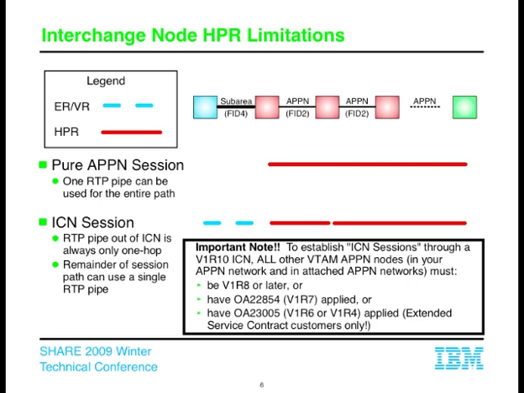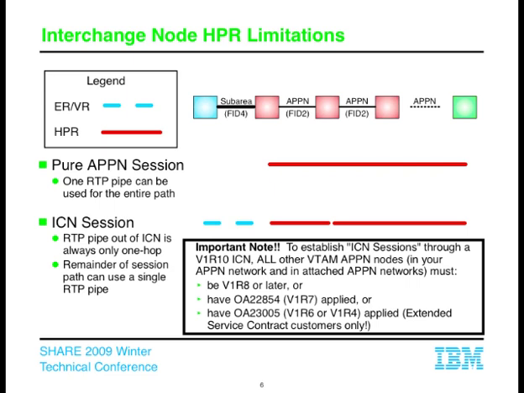From there, we could start another HPR pipe that extended the rest of the APPN session path. Unless, of course, there happened to be an interchange node on the far side also, in which case the same one-hop RTP pipe next to the interchange node would also apply. So we can do pure APPN across the APPN portion of the network, but if the session actually hops into subarea, then we're going to get back-to-back pipes typically at the node adjacent to the interchange node.